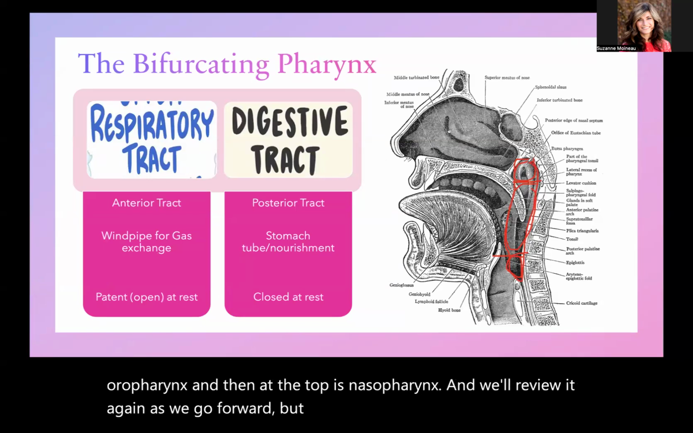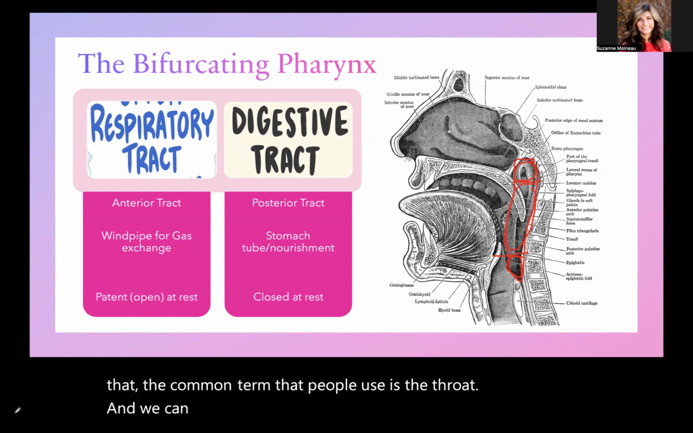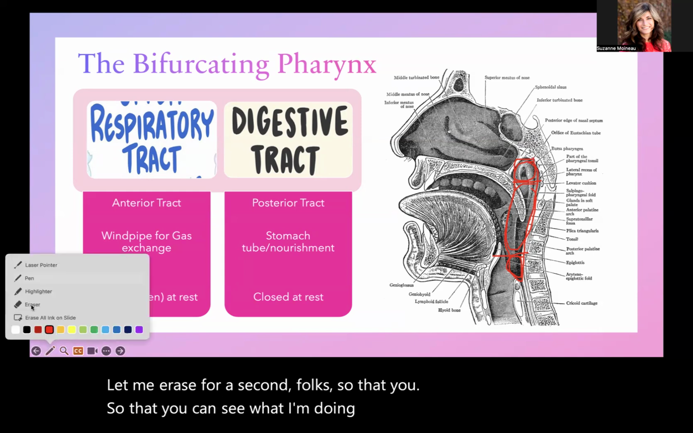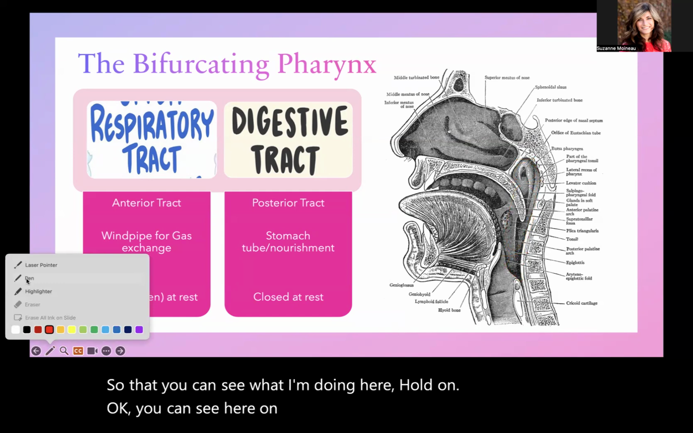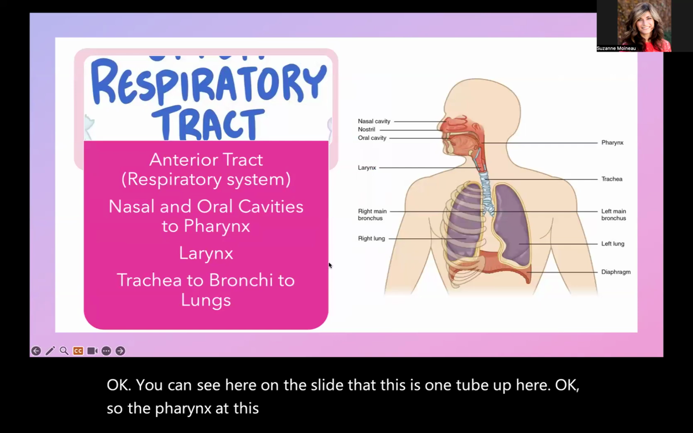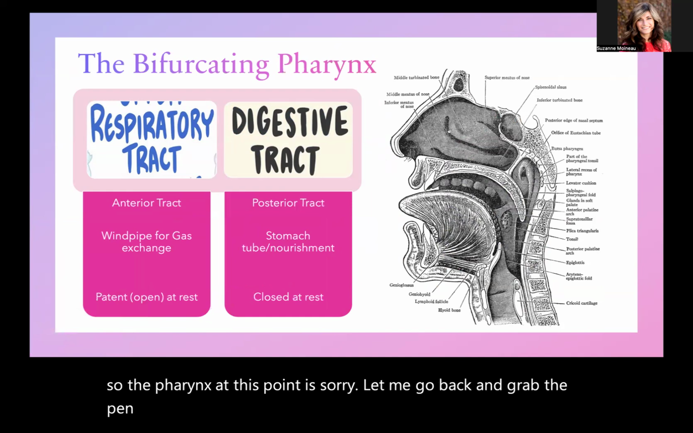But the pharynx, the layman's term for that, the common term that people use, is the throat. And we can see, let me erase for a second, folks, so that you can see what I'm doing here. Okay, you can see here on the slide that this is one tube up here. Okay, so the pharynx at this point is, sorry, let me go back and grab the pen. The pharynx at this point is one tube. We can see it right here as one tube.